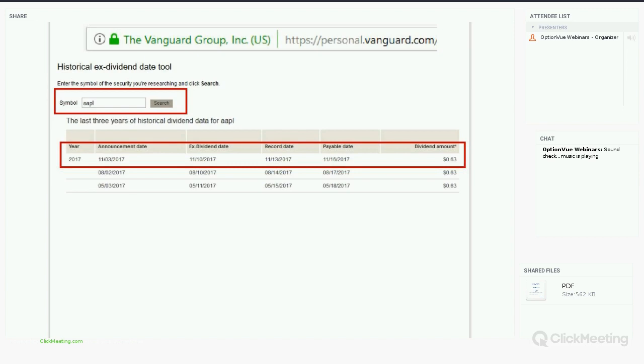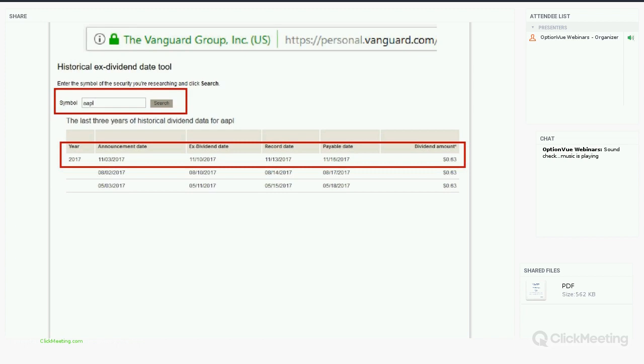And Vanguard has an interesting little historical ex-dividend date tool. I could not access it from their website, from personal.vanguard.com. I Googled it, and it gave me a backdoor way to get in here. And it's just a wonderful little tool. You type in the symbol, and then it gives you years of historical dividend levels and the dates of those dividends, the historical ex-dividend dates, etc.